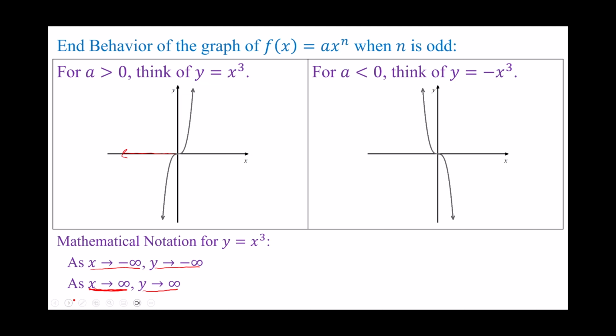Let's look at that for the other graph. If we have y equals negative x cubed, we might write as x approaches negative infinity, y approaches infinity. That's the left side of our graph. Our graph is going up, so y is approaching positive infinity. And as x approaches positive infinity, y is approaching negative infinity, because on the right side of our graph, we're going down.